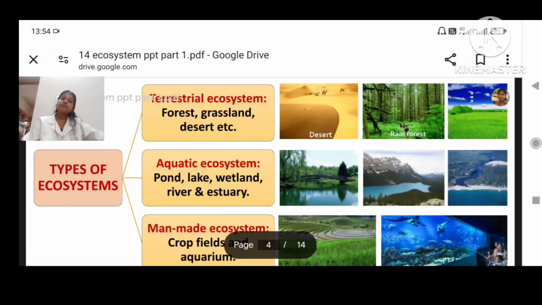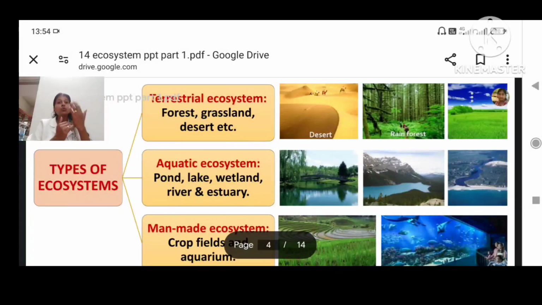Then you are having which one? Wetlands, you know, where the water is always saturated, like mangroves, where you can find Sundarbans, there you can find wetlands. So always you can find the sea water has covered some of the area of the land, and there water is always present. So those places we call as what? Wetlands. So these are all examples of aquatic ecosystem.